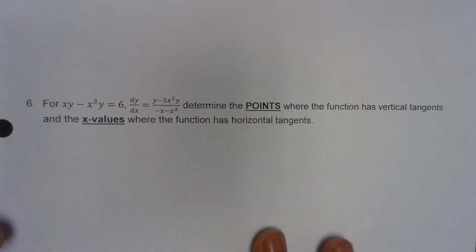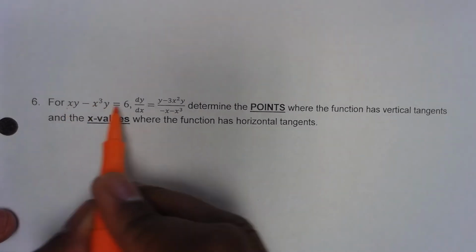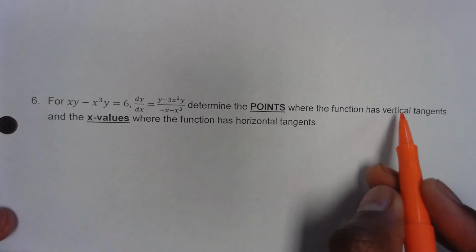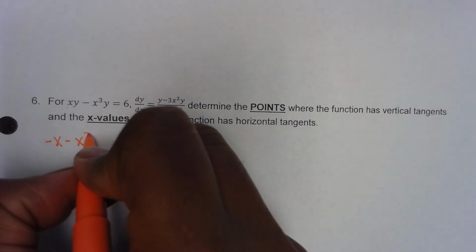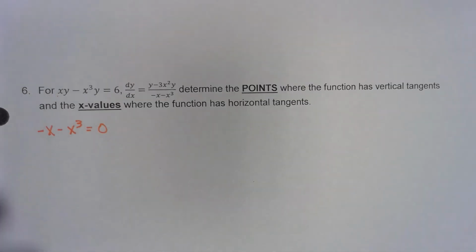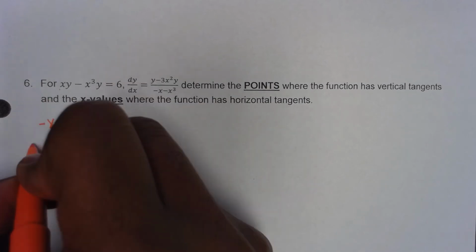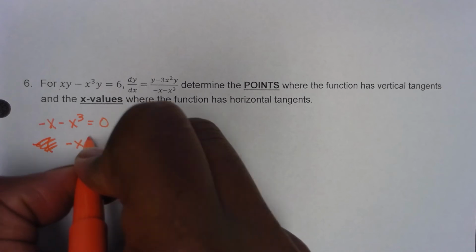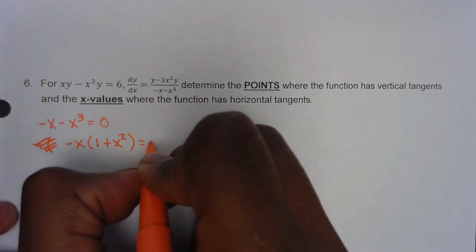Number 6. For x y minus x cubed y equals 6, its derivative is this. Determine the points where the function has vertical tangents. So vertical tangents occur when the denominator of the derivative equals 0. First rule of factoring is take out the greatest common factor, which in this case is negative 1x. So negative x times 1 plus x squared equals 0.